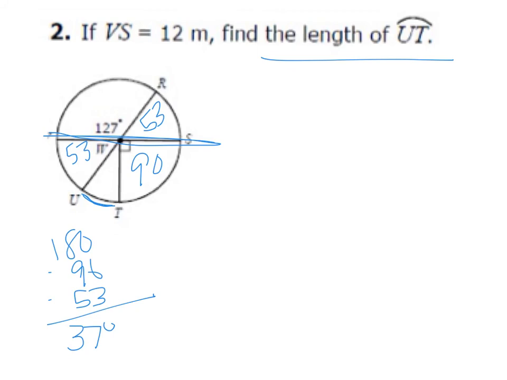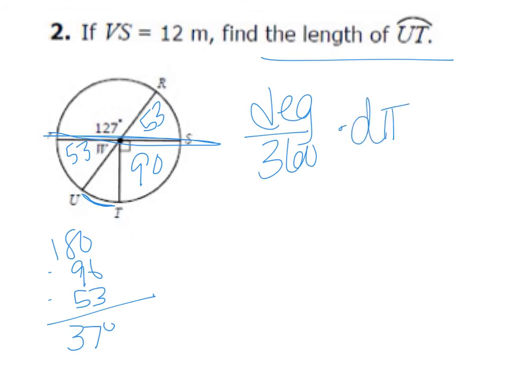That's the measure of the arc. That's how many degrees it is. But I'm trying to find arc length. That's degrees over 360 times circumference, which is diameter times pi. Let's plug in here. Our degrees is 37 over 360 times VS, which is your diameter. I'm sorry. Yes, VS is the diameter of our circle. So that's going to be multiplied by 12 pi.